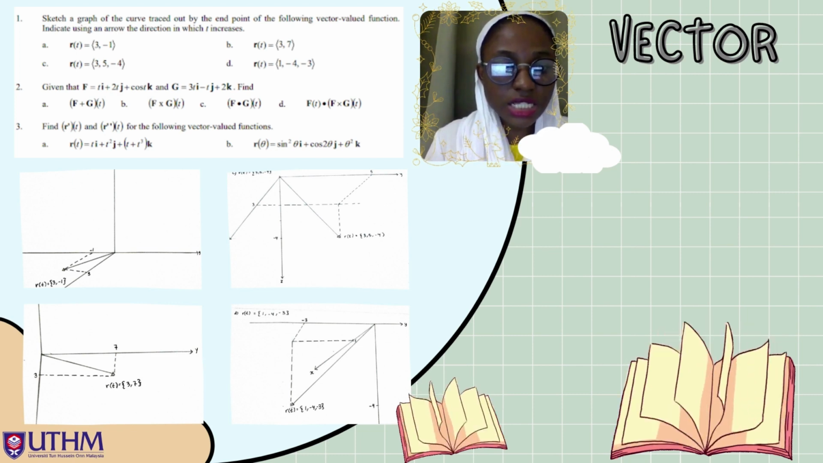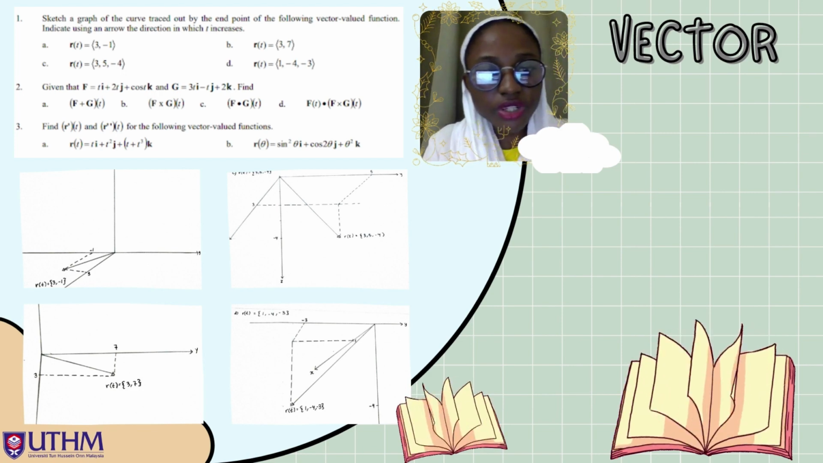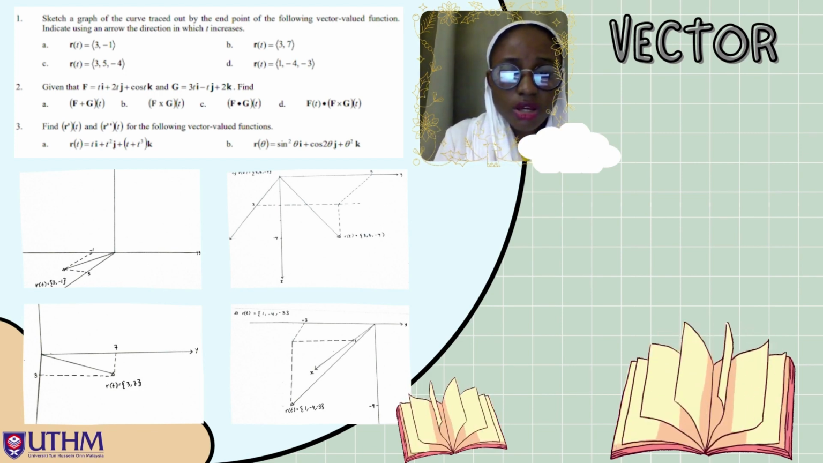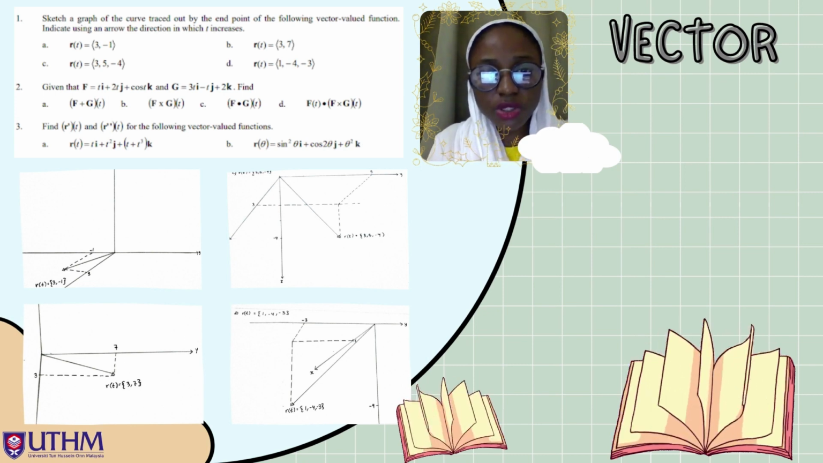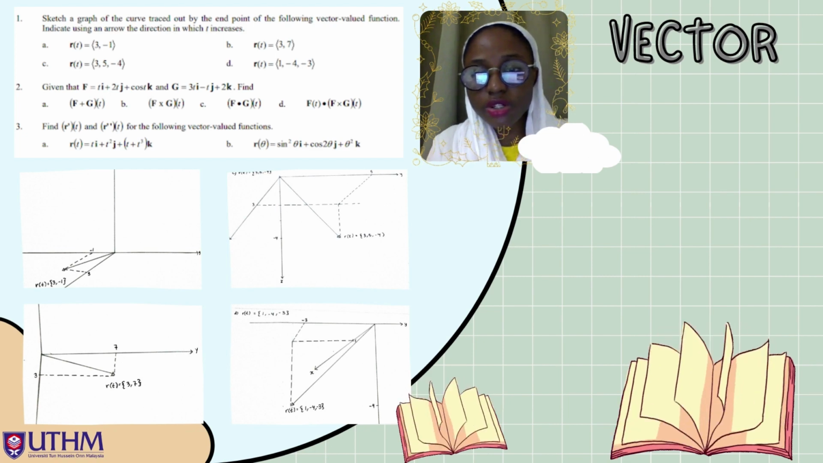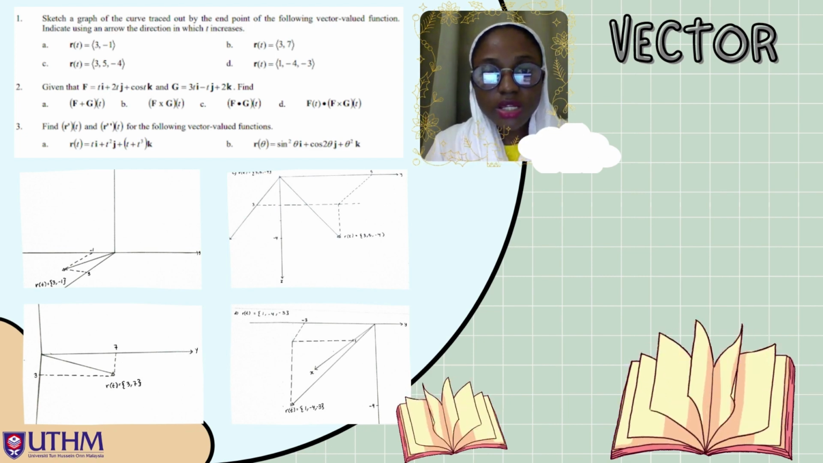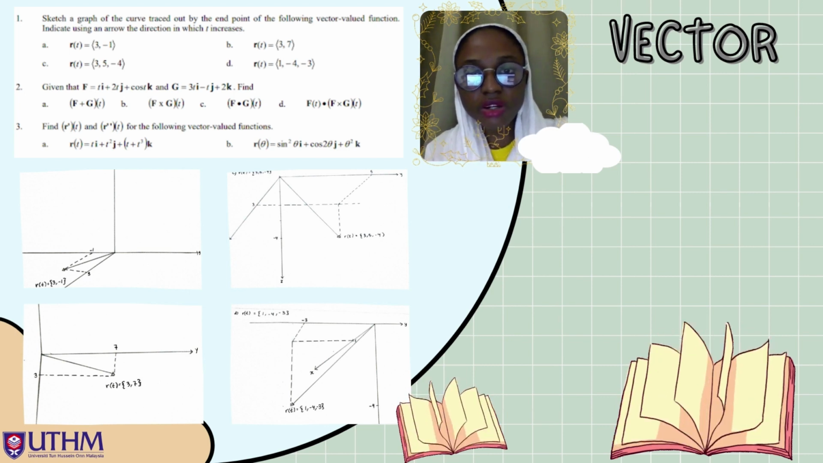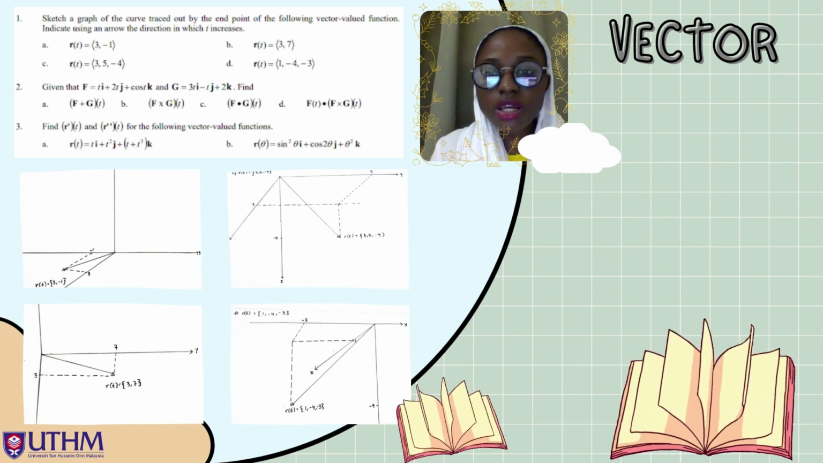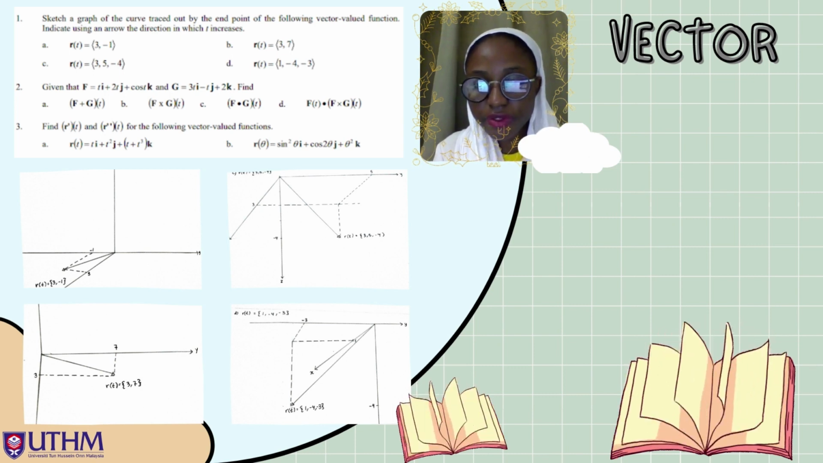Next is question 1c. In question 1c, we have 3 points this time: 3, 5, and negative 4. That was given r(t) equals (3, 5, negative 4). As shown in the drawing, we sketched the graph again, traced it, and properly labeled the 5, 3, and negative 4.